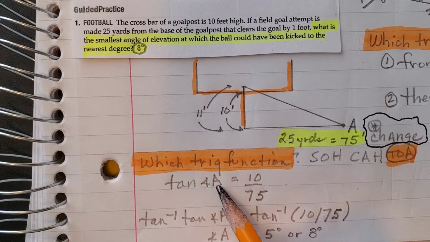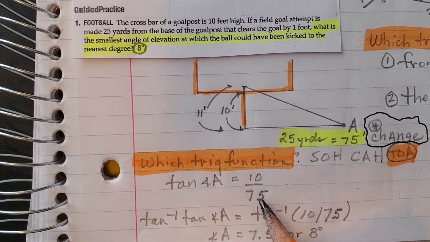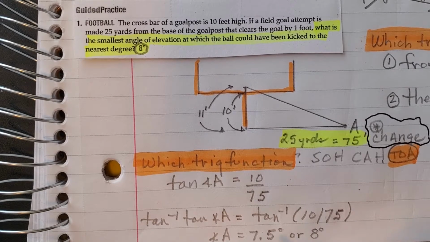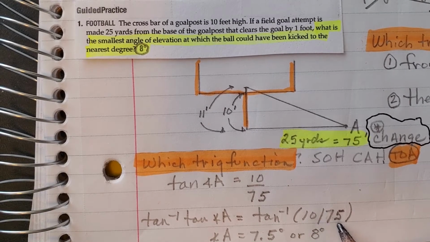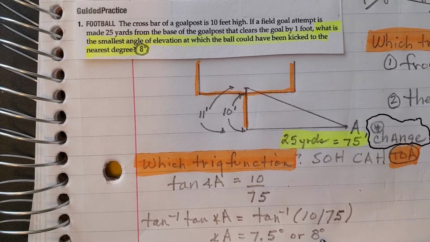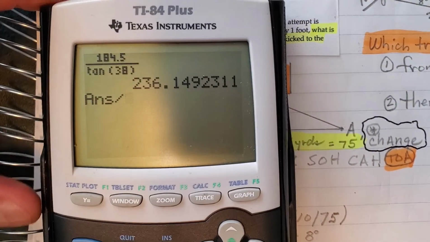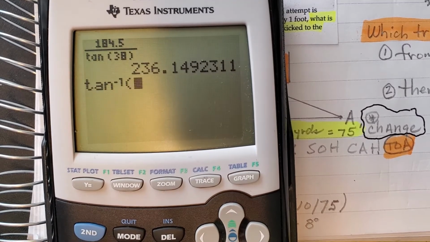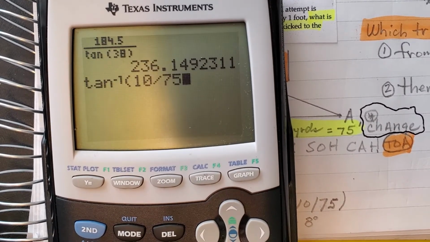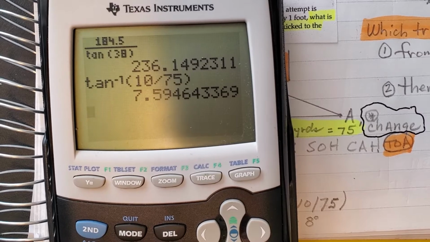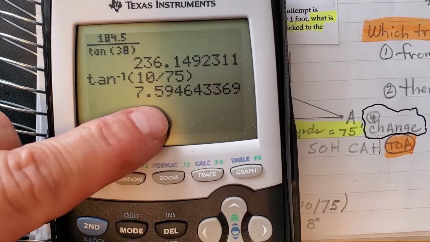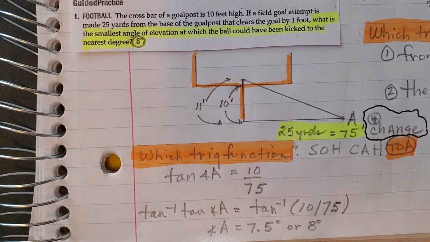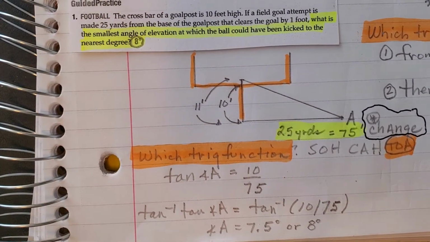So we'd say the tangent of angle A is 10 over 75. We do the inverse tangent of both sides, and we get inverse tangent of 10 over 75 is 7.5 or 8 degrees. So I'm going to do that on the calculator. Clear, inverse tangent of 10 divided by 75, in parentheses, is 7.6, rounded to the nearest degree, so that's 8. All right, that's how you do example 1 there.